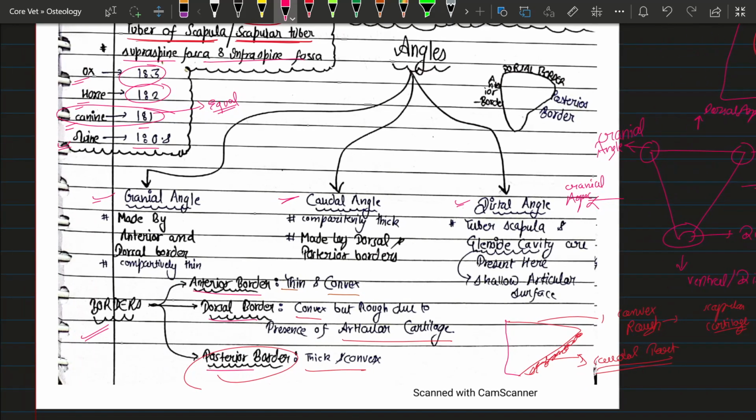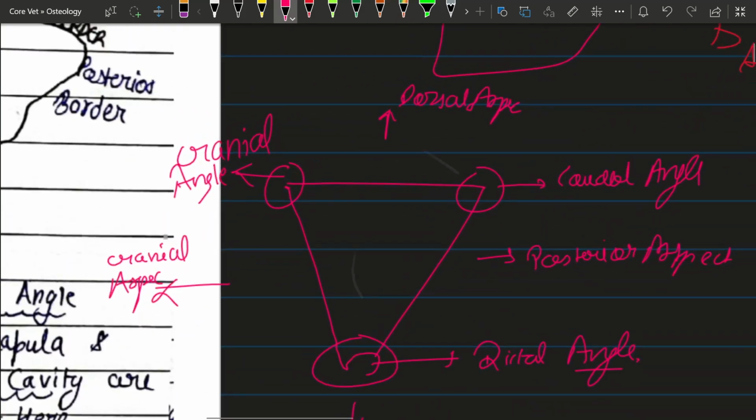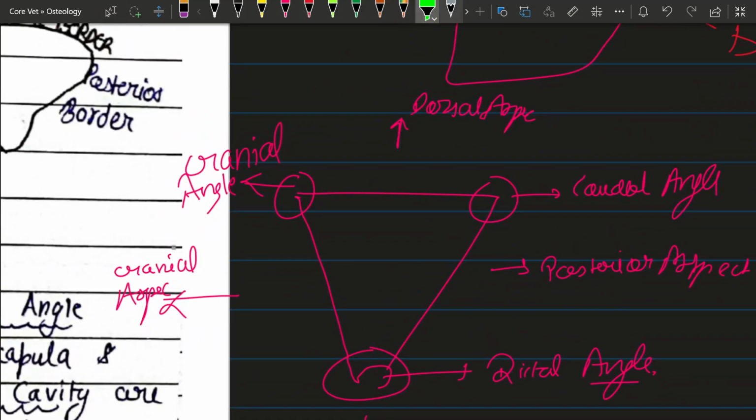So how is the cranial angle made? It is made by the anterior and the dorsal border. You can see that here. This one is the dorsal border. This one is the anterior border. These two borders lead to formation of the cranial angle. I hope this one is clear, right?